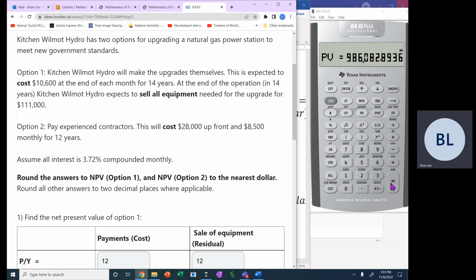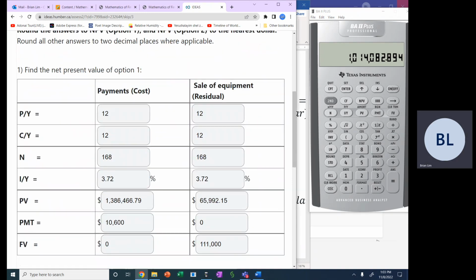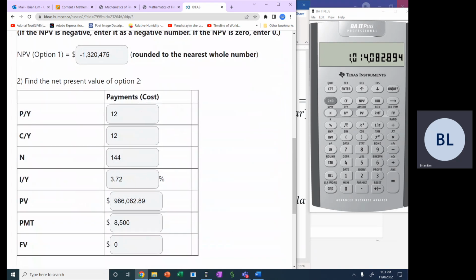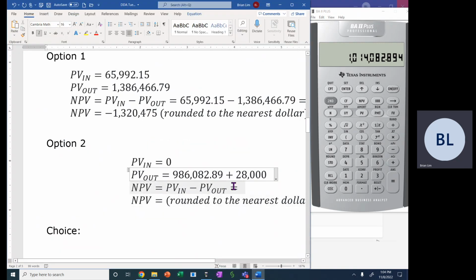We have the number up there. We can just say plus 28,000. And with that, we get an answer of 1,014,000. Okay. So down here, we'll get what? Now that number is positive or negative? It should be negative, correct?